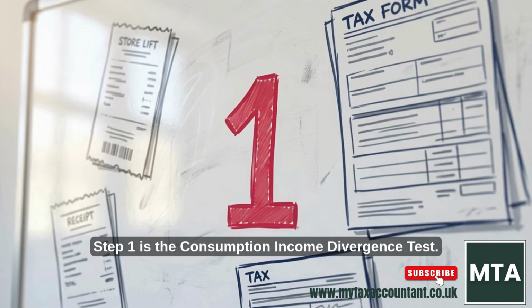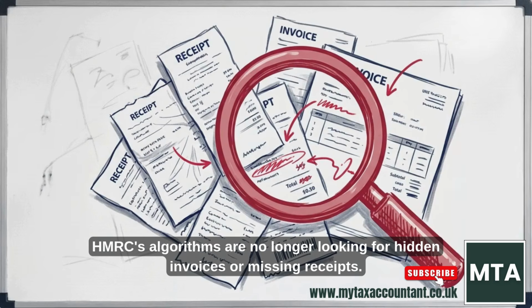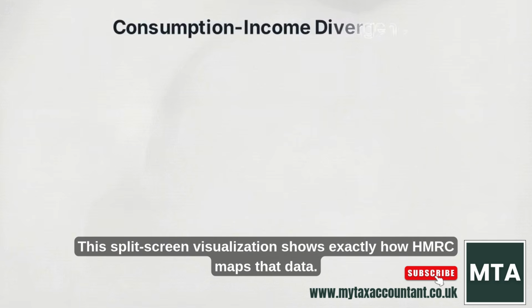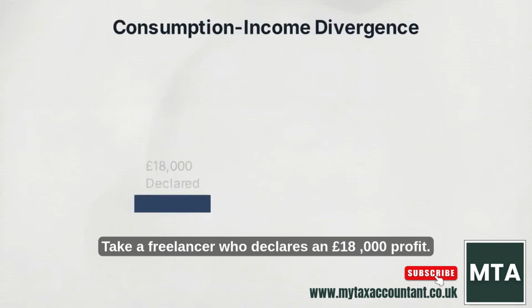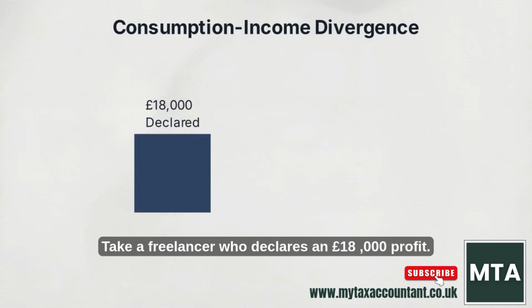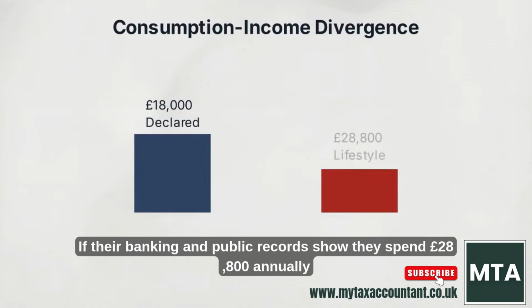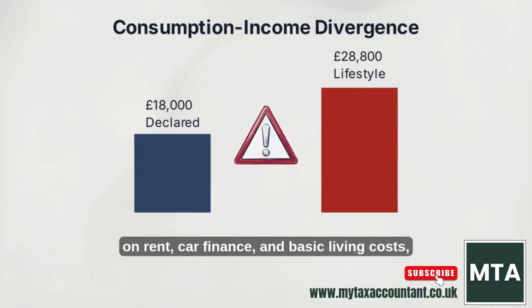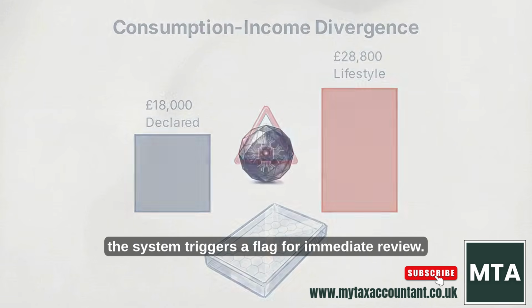Step 1 is the consumption income divergence test. HMRC's algorithms are no longer looking for hidden invoices or missing receipts. Instead, they look directly at the money you consume. This split-screen visualization shows exactly how HMRC maps that data. Take a freelancer who declares an £18,000 profit. If their banking and public records show they spend £28,800 annually on rent, car finance, and basic living costs, the system triggers a flag for immediate review.